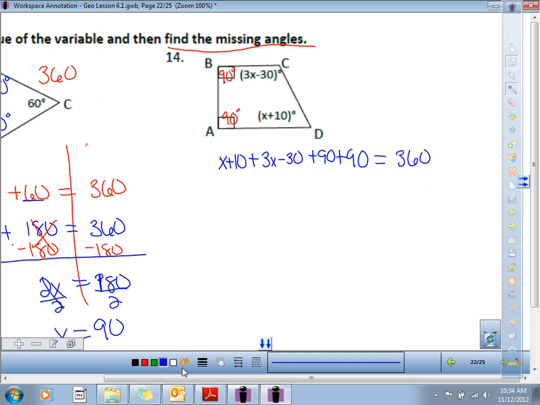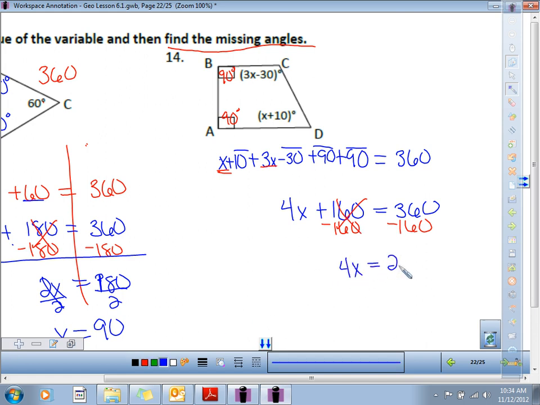All right. Again, we have to combine like terms. So on the left side, we have 1x plus 3x, which gives me 4x. We have 10 plus negative 30 plus 90 plus 90. 90 plus 90 is 180. That's 190. 190 minus 30 is 160, equals 360. And then we can go through our solve process where we start solving for x. We need to subtract 160, subtract 160. So we would go 4x equals 200.